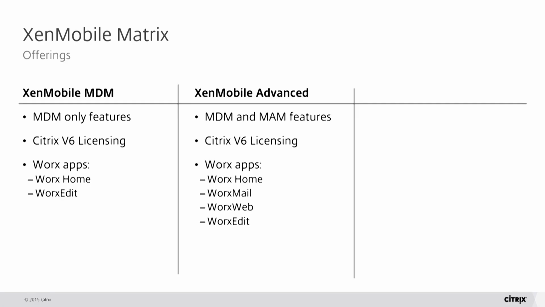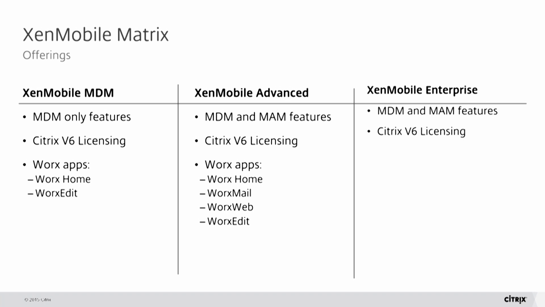Same as the XenMobile MDM, it requires Citrix V6 licensing. And when it comes to the Work Suite applications, there are actually a more handful of applications available for that edition. We have the Worksmail, Worksweb, and the Worksedit. The Worksmail is your email client, so you can access your Exchange Server mailbox or your Lotus Notes mailbox. The Worksweb is basically our secure browser, so you can configure bookmarks, set up blacklist, whitelist, and so forth. And the Worksedit, again, allows you to get access to your Office documents, edit them, and save those changes and share them back to other users.